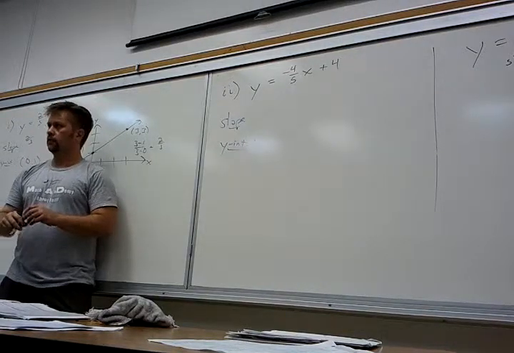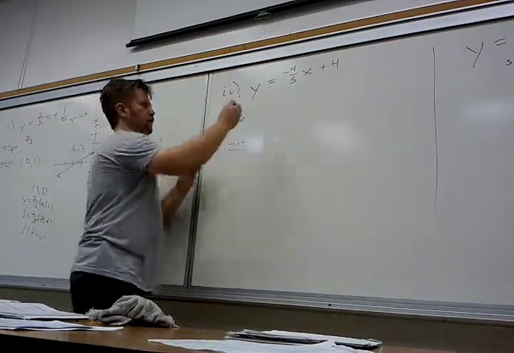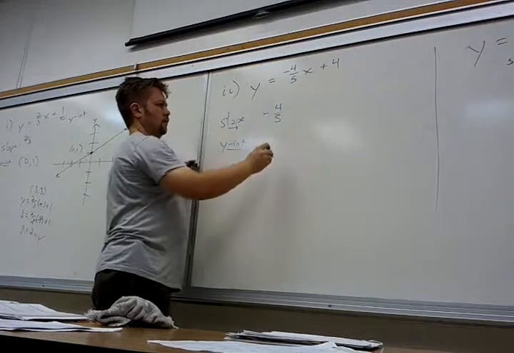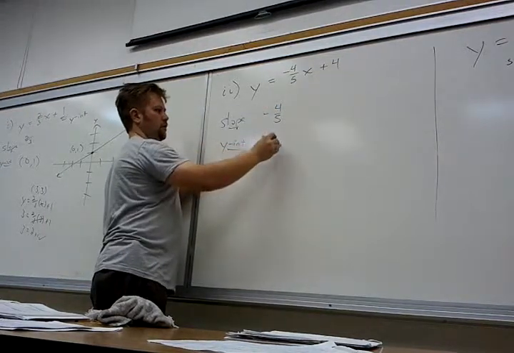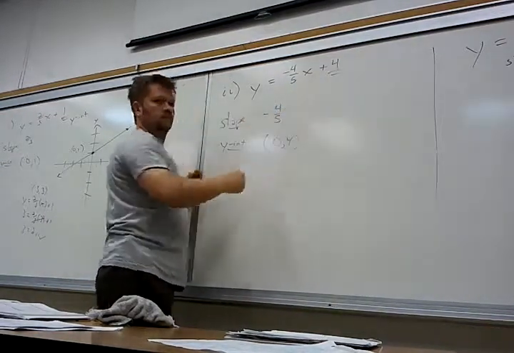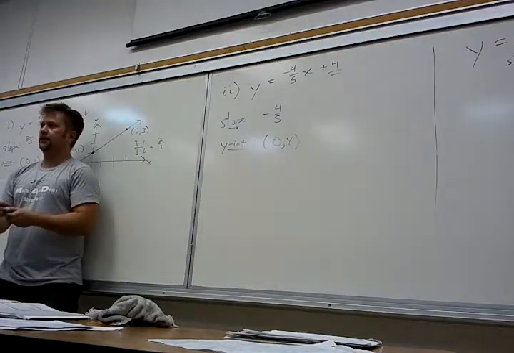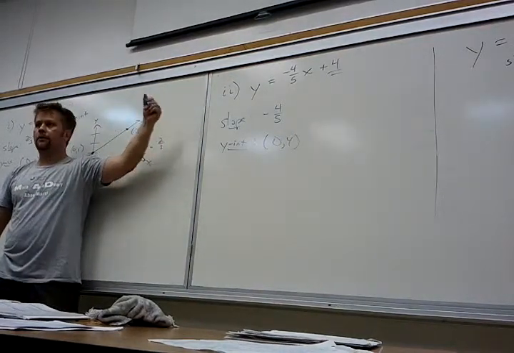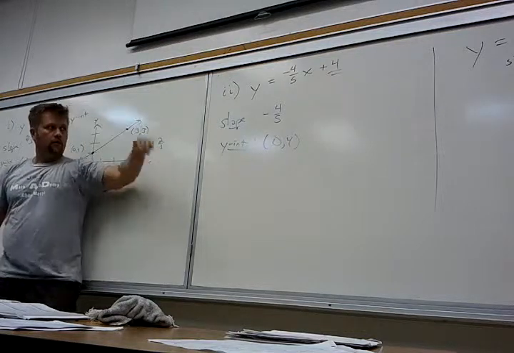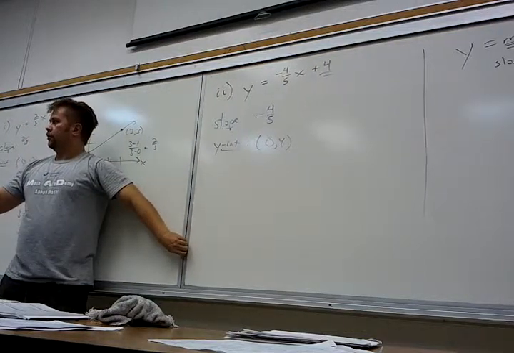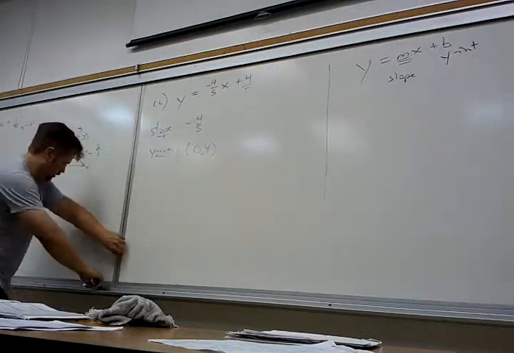Negative 4/5. Good. So the slope is negative 4/5. And the y-intercept is 0, 4 because of that. So b is the intercept piece, and n, the number in front of the x, is the slope. So what do you graph? Where do you start?